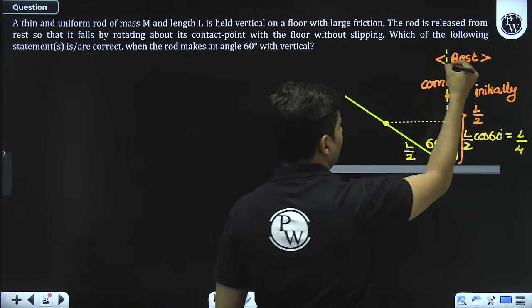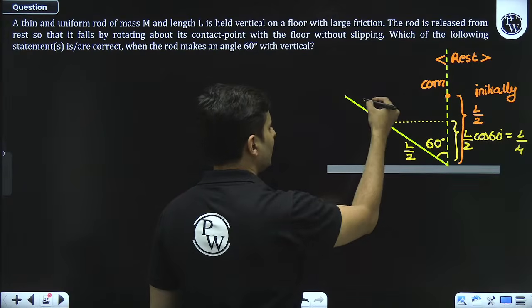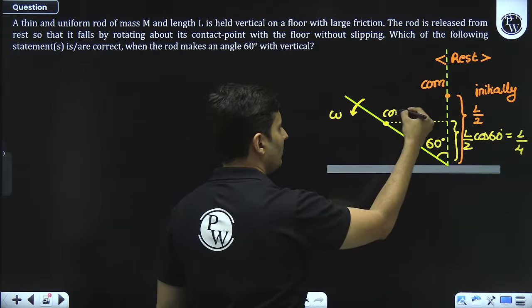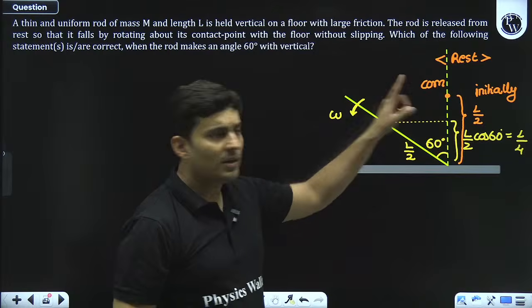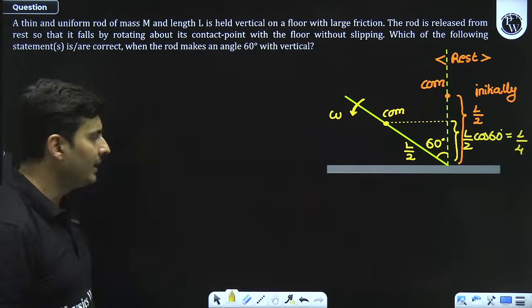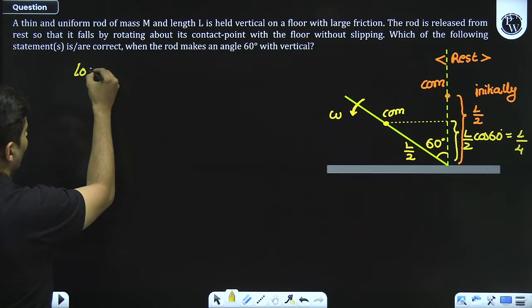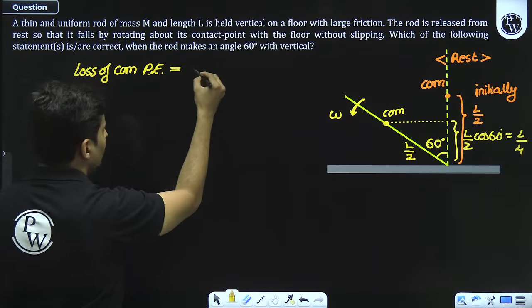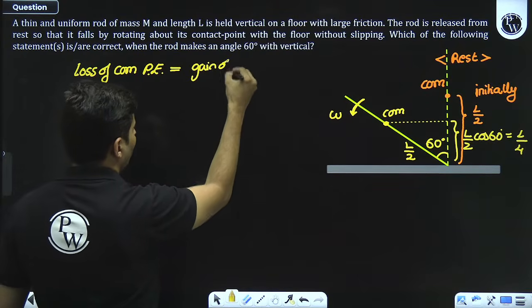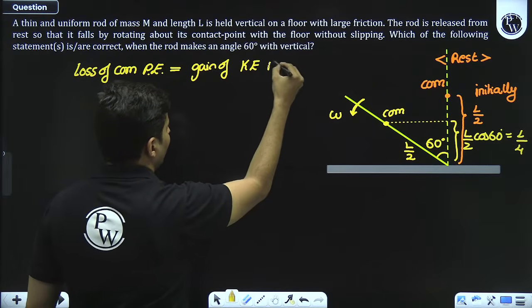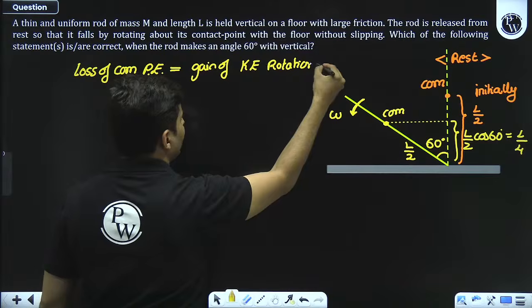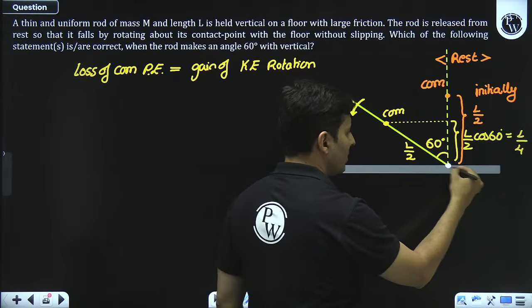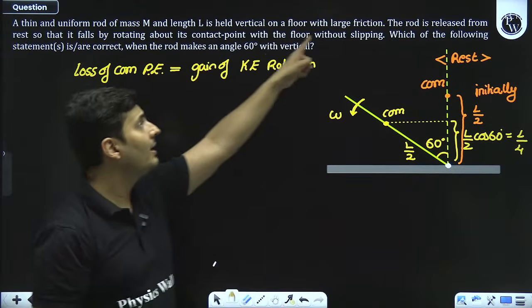Now, when it has come over here, obviously it has some kind of angular speed. The center of mass has come down. The loss of the center of mass's potential energy is the gain of the kinetic energy. So let's write down that equation. Loss of center of mass potential energy is equal to the gain of kinetic energy of rotation. It is rotating about this point. Yes, this is our point which is not moving because it cannot slide as per the question. It is having large friction.